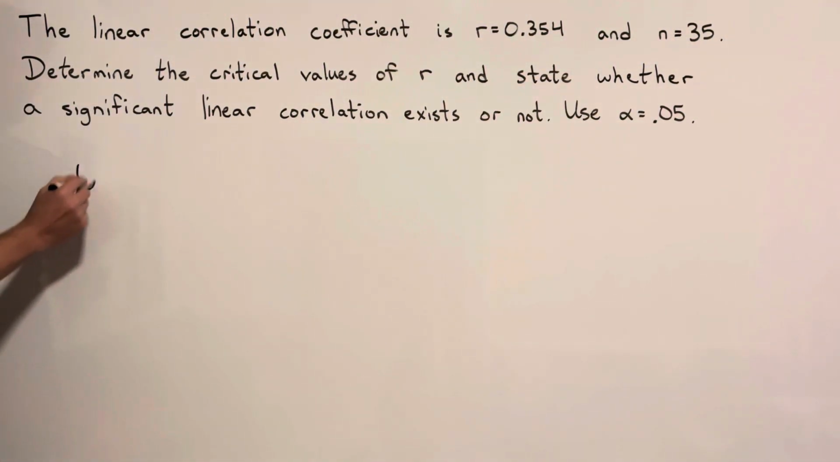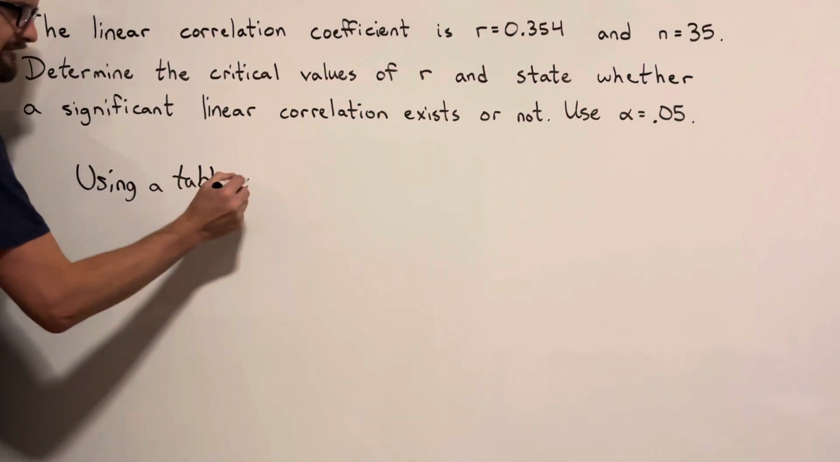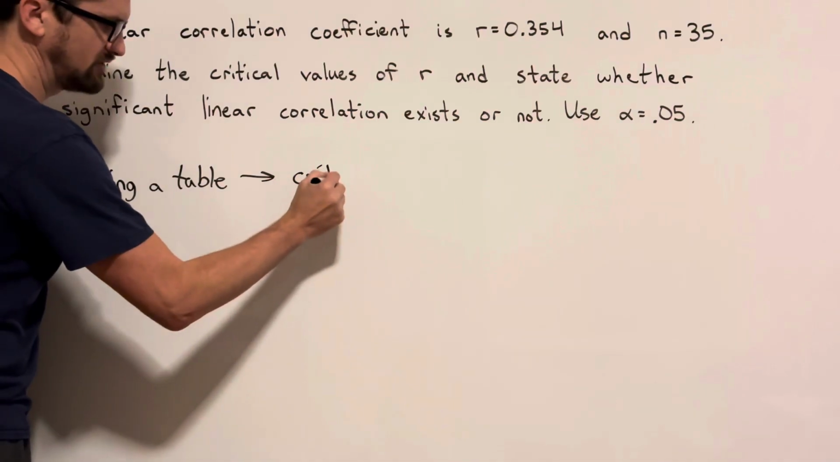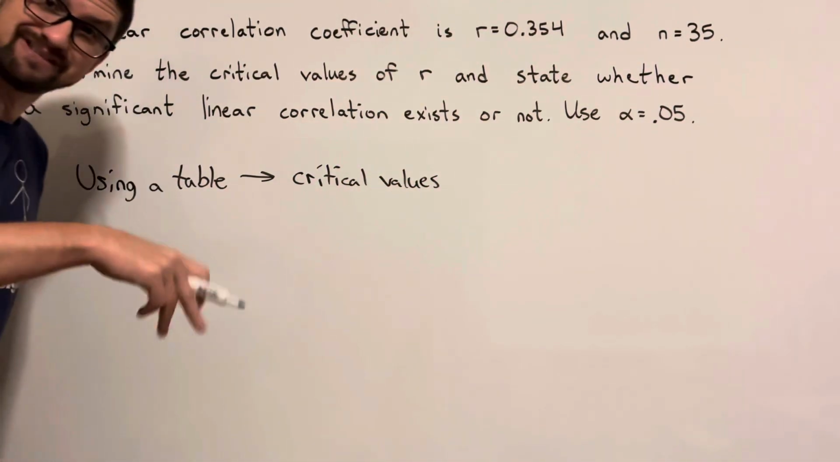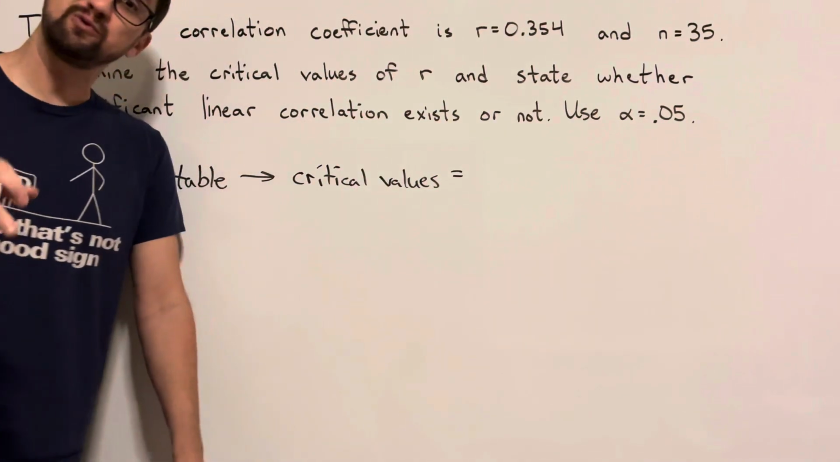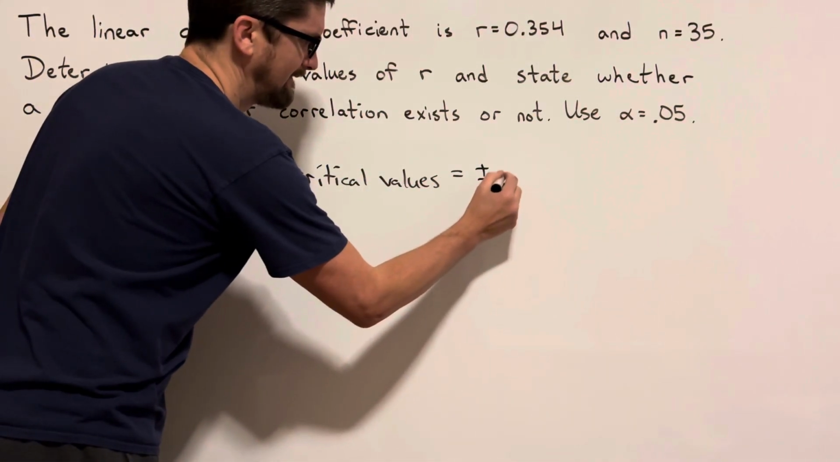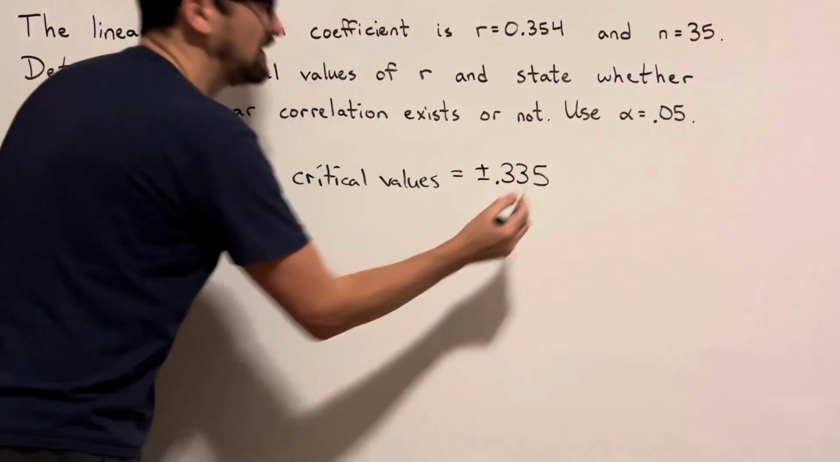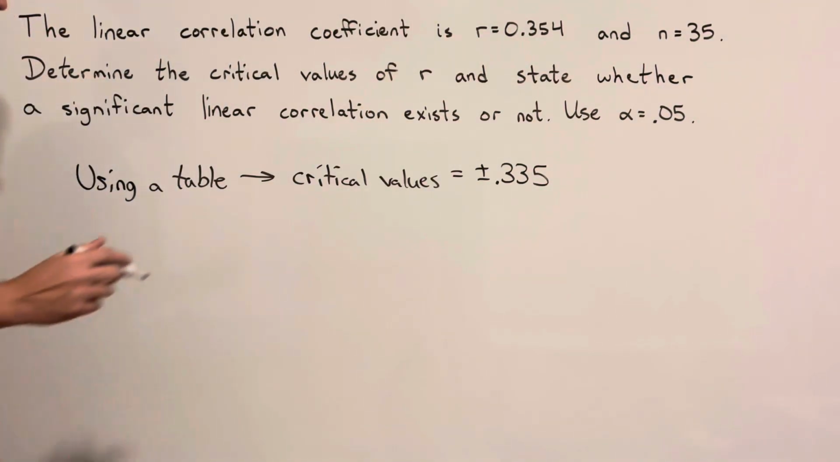all right, so I'm going to say using a table, get the critical values here. They come in opposite pairs. So on there it read 0.335, so the critical values are plus or minus that. All right, so that's the answer to the first question. It says determine the critical values of R.